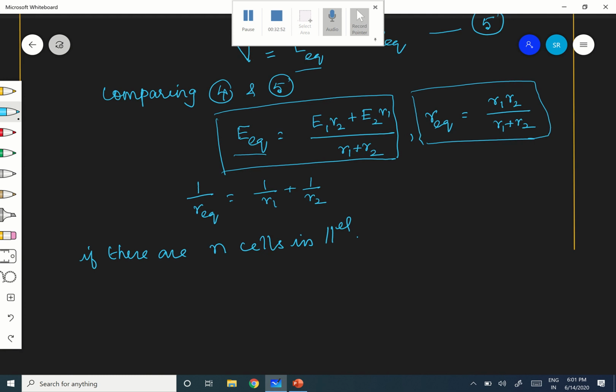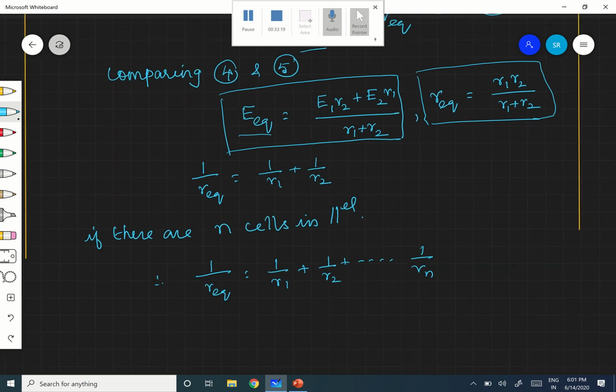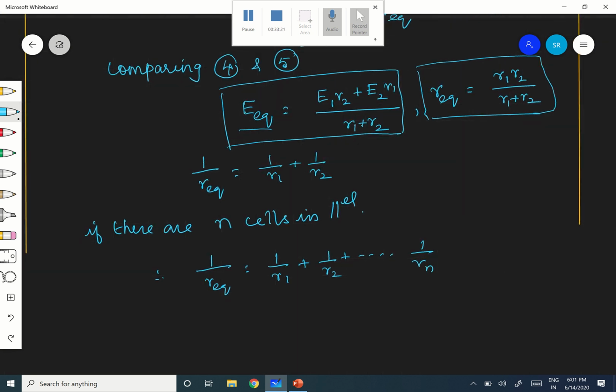Okay, equivalent internal resistance is simple, just like that you can write. What is equivalent internal resistance? Therefore, 1 by R equivalent is equal to 1 by R1 plus 1 by R2 and so on, for n cells with internal resistances R1, R2, R3, etc., all connected in parallel, up to 1 by Rn. This is nothing but the parallel combination of so many internal resistances, therefore equivalent internal resistance, right?